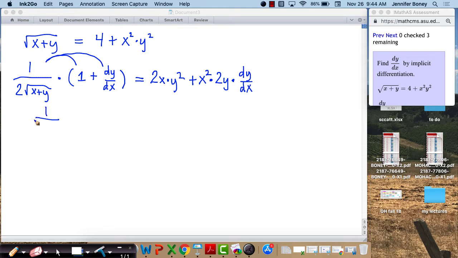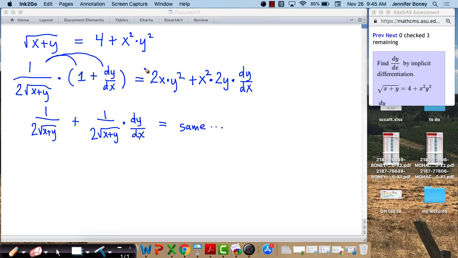I'm just going to have this 1 over 2 root x plus y, because times 1, not hard. And then the same thing times dy/dx. When you're doing this on your own, you might skip a couple of algebra steps if you're comfortable with it, but I'll try to write out as much as I can here. On the other side, same stuff. I'm not going to rewrite all of it.